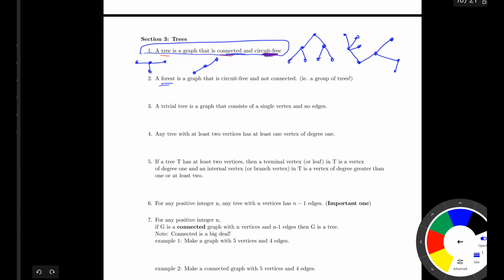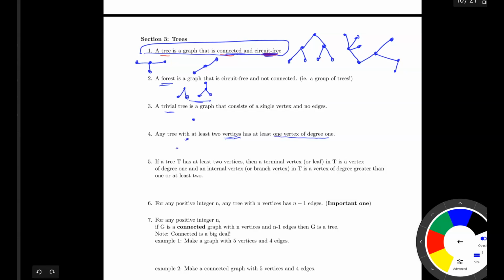So what's a forest? A forest is a group of trees. There you go. That's a forest. Two trees minimum, right? A trivial tree, there it is. That's it. It's kind of silly. Any tree that has at least 2 vertices has at least 1 vertex of degree 1.